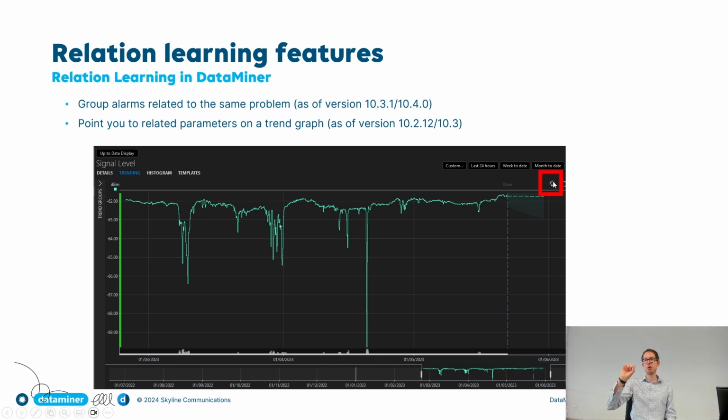If you click on this light bulb, a menu will open up where you can see all the parameters that we propose that you could maybe take a look at. So this can be a huge help if you're investigating a problem.